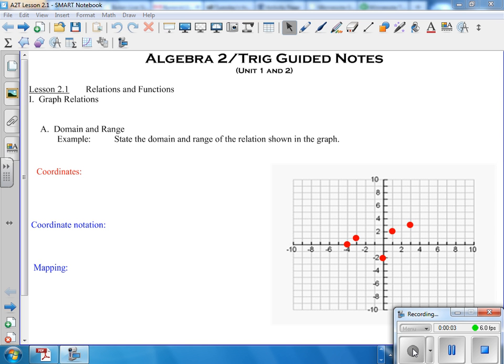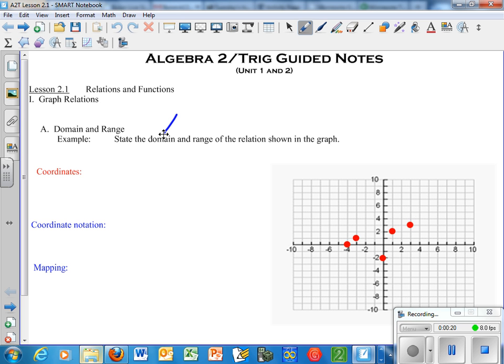Lesson 2.1. We're going to deal with relations and functions in this lesson. First thing we're going to do is look at relations and graphing them. Domain and range. First of all, let's define those terms in your notes.